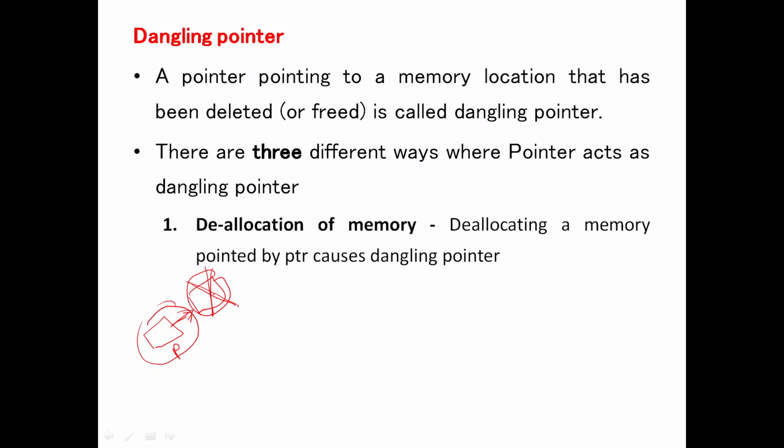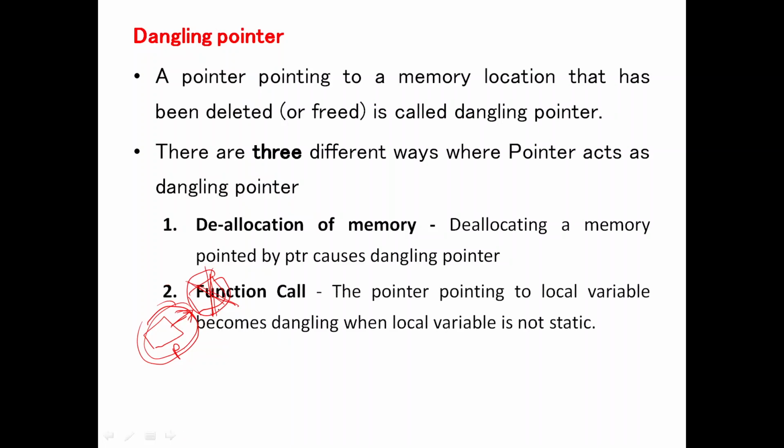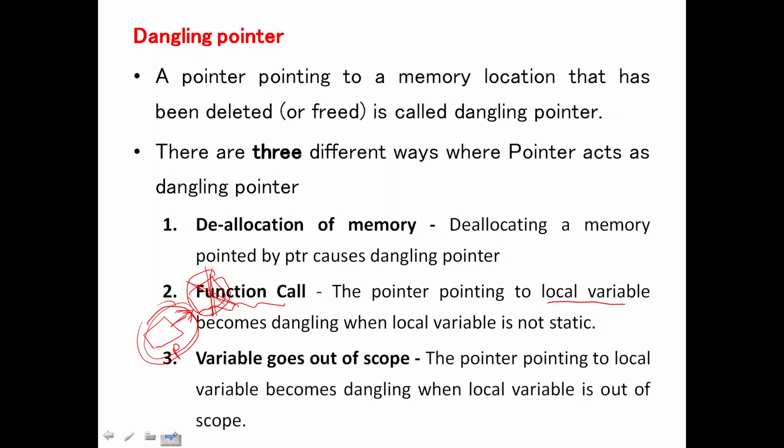First one is deallocation of memory. In this case, we have deallocated the memory, so our pointer becomes a dangling pointer. Second case is during function call. If our function returns a local value, then our pointer becomes a dangling pointer. During function call, the value returned by the function is a local variable, then our pointer will become a dangling pointer. Similarly, if our pointer stores the address of a local variable and that local variable is out of scope, then our pointer becomes a dangling pointer.